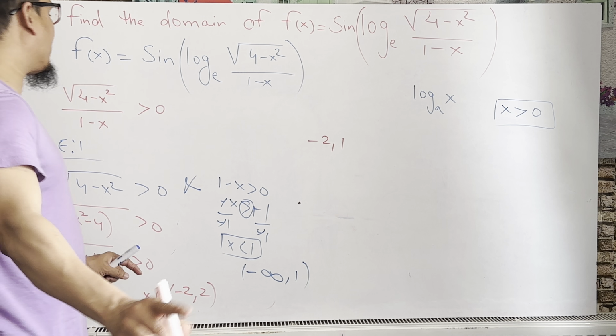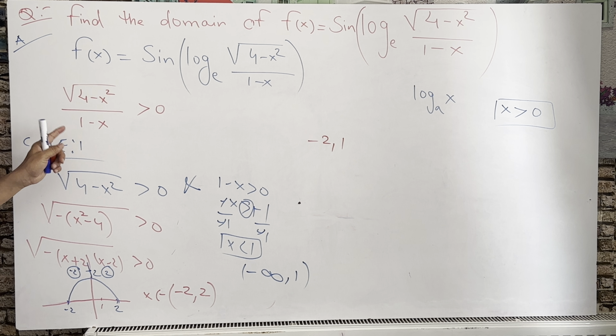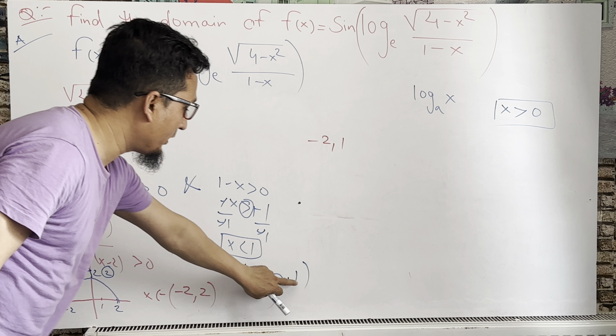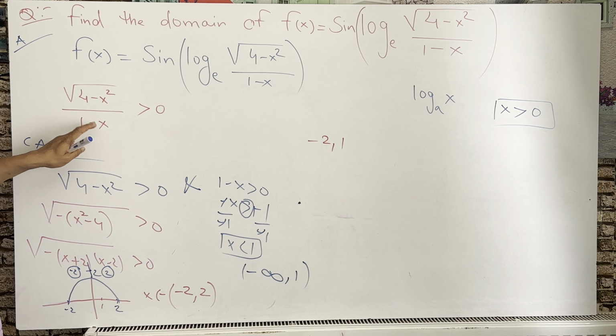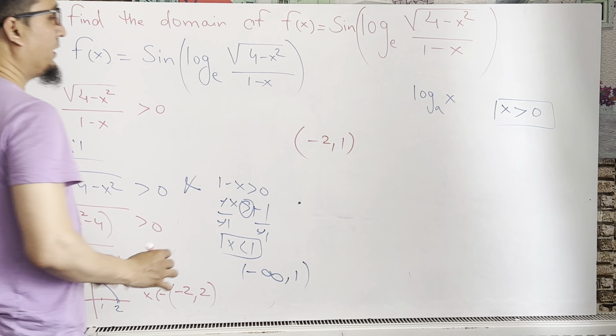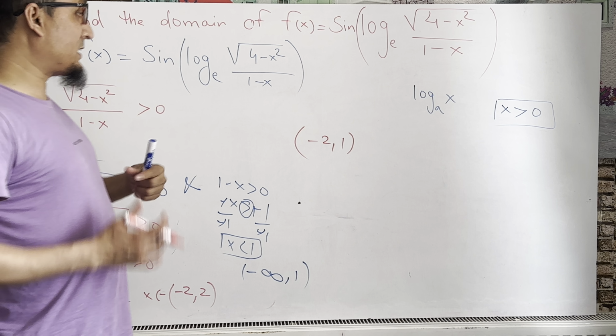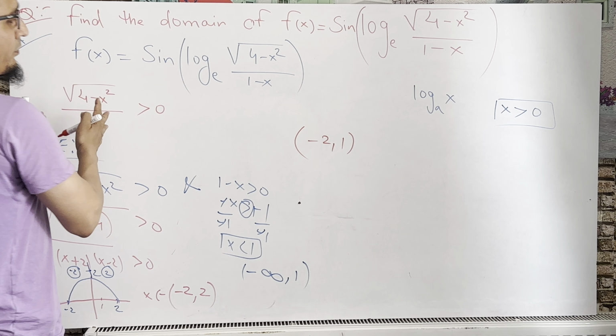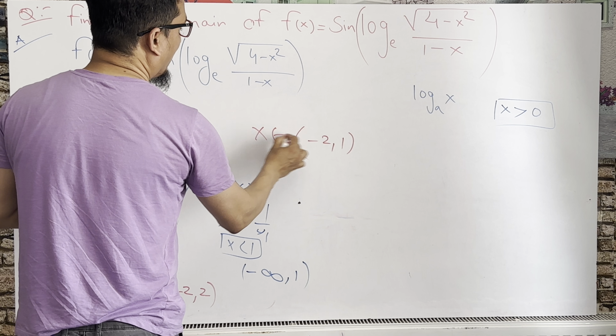Now again, guys, please keep these things in your mind: if you take 1, then 1 minus 1 does not exist. So always use the open bracket. Minus 2 to 1. I just found this one, minus 2 to 1. This is the domain of this one, right? Minus 2 to 1.